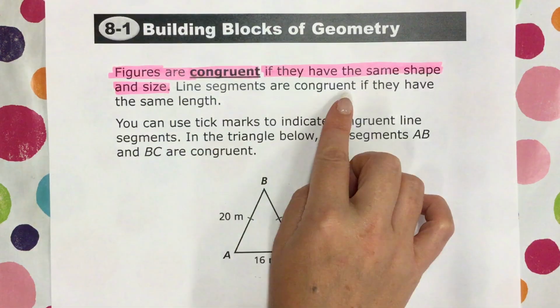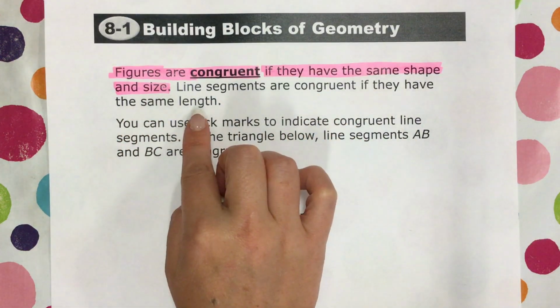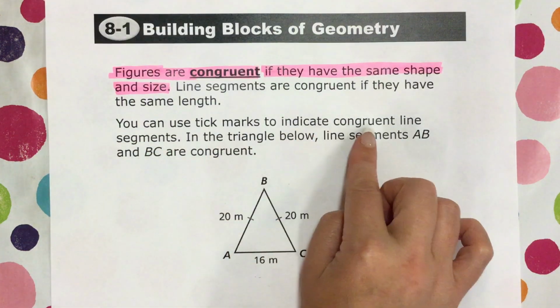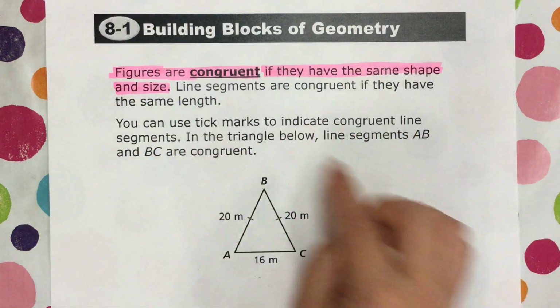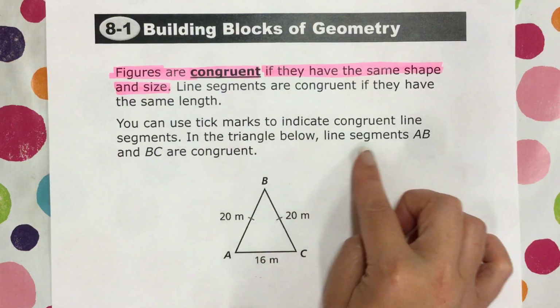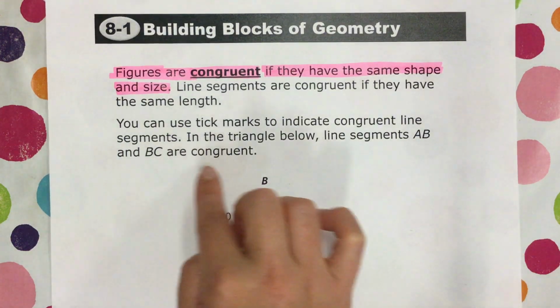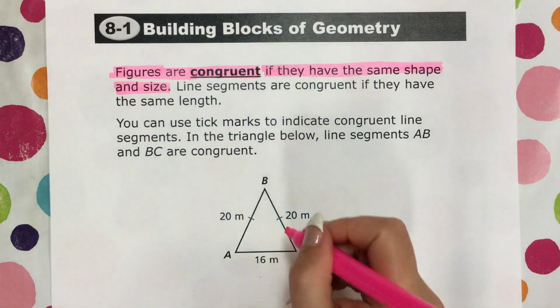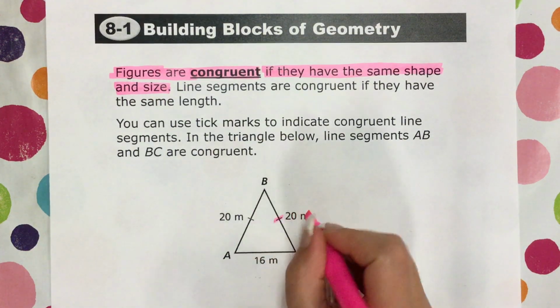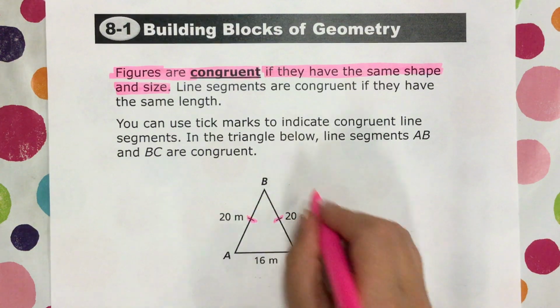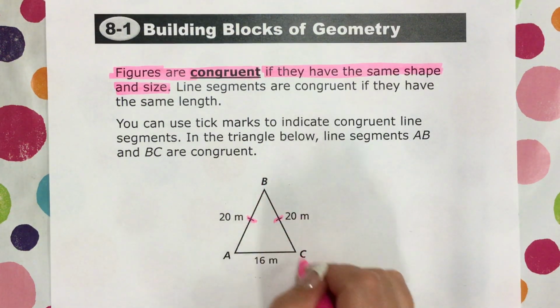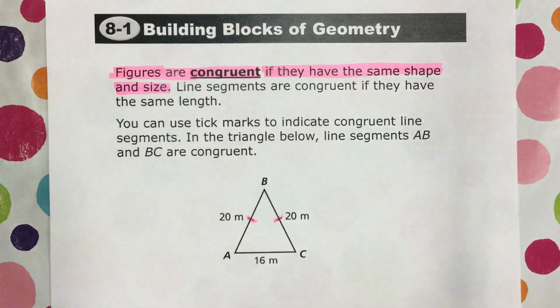Line segments are congruent if they have the same length. You can use tick marks to indicate congruent line segments. In the triangle below, line segments AB and BC are congruent. Do you see these lovely little tick marks right here? See that little hash mark? If you see those in a figure like this, that means that these two line segments are congruent. And let me show you how you write this.